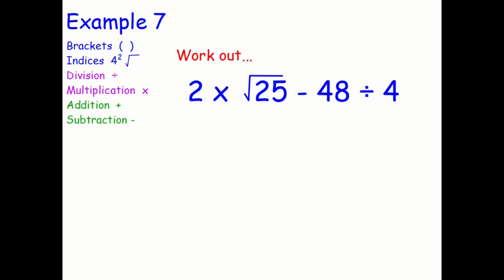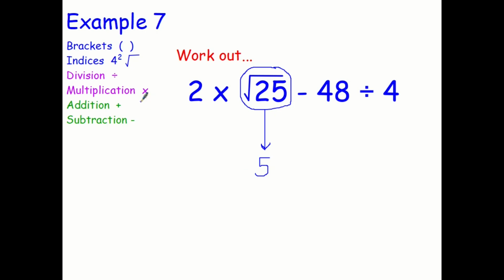Example 7. Brackets. Do I have any brackets? No. I have indices in the form of this square root of 25. Okay, that is in fact a power, and you will know what power that is as you go a little bit further up the school, but for now please remember that that is part of indices. So the square root of 25 is 5, so I've done that.